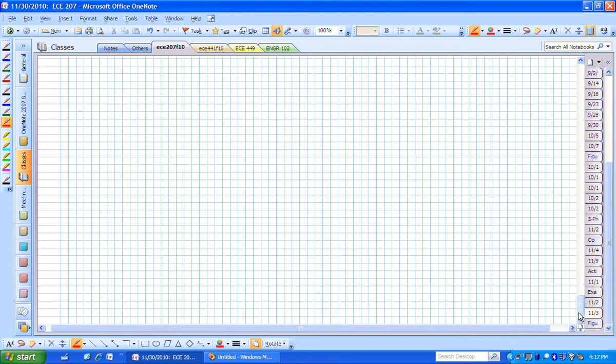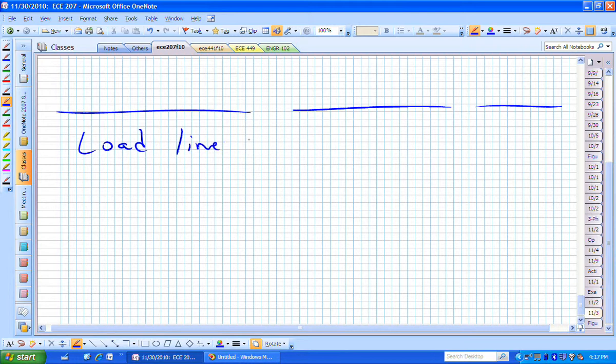Maybe we don't quite know. This diode is a nonlinear device, and because of that, we can't just rely on the conventional linear analysis that we've been doing.